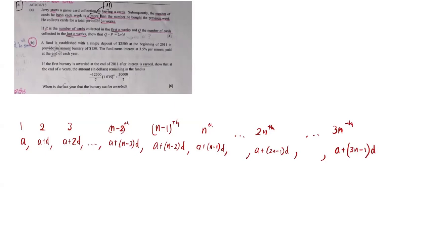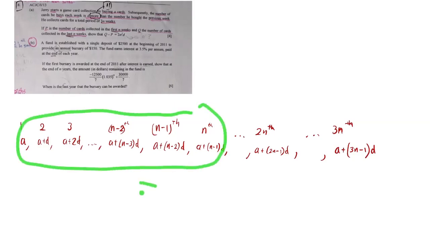Then this is the number of cards each week. We listed them down one by one. Here, let's read the question. If P is the number of cards collected in the first N weeks, in other words, this sum is equal to P.